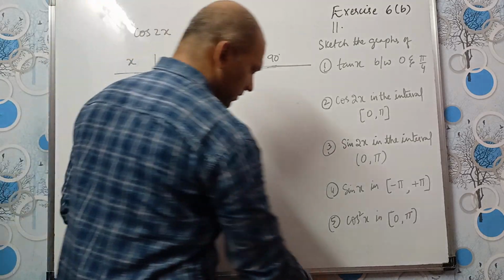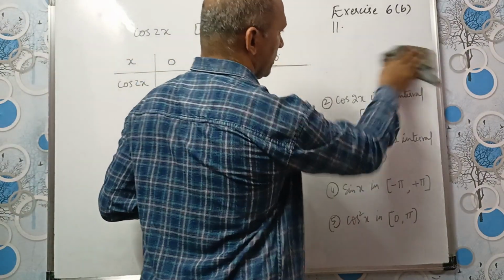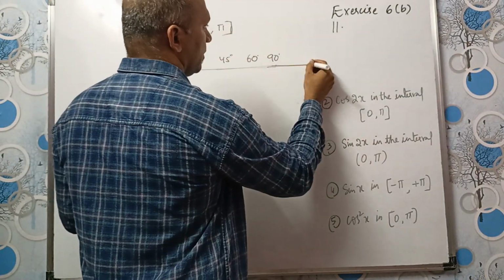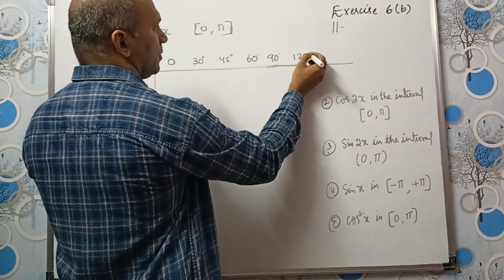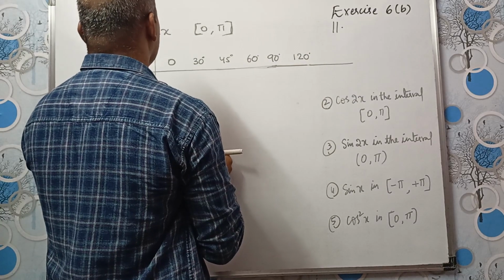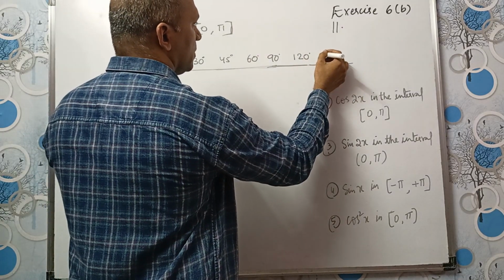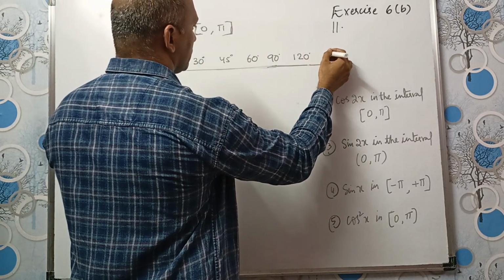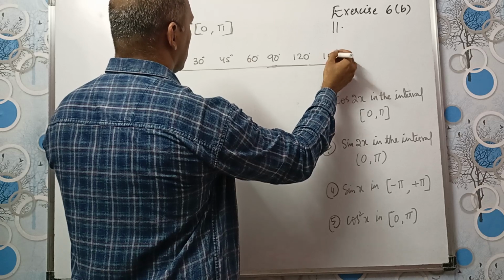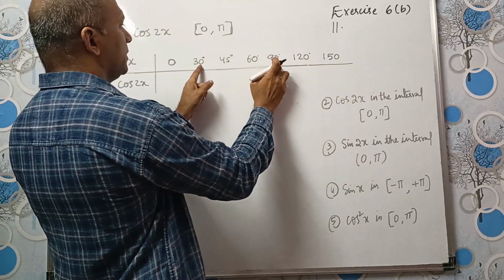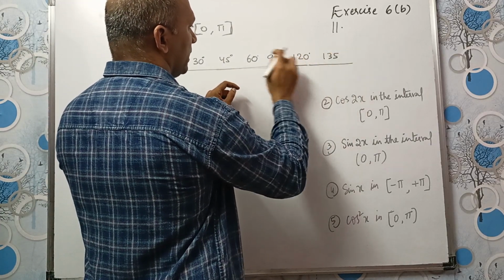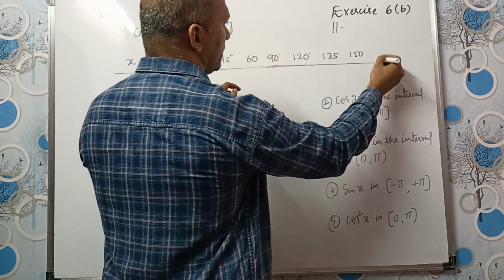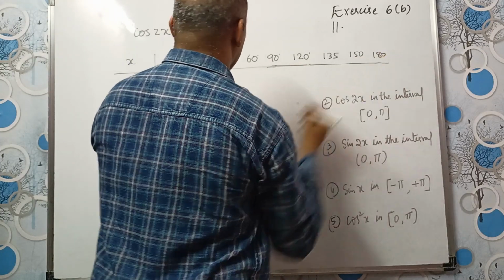The place will not be enough. Let me rub this. And x should be 120 degrees, right? After 120, 150 degrees, right? We need to add this 135 degrees, sorry, 135 degrees. 90 and 60, 150 degrees, and lastly we'll have 180 degrees, like this, right?